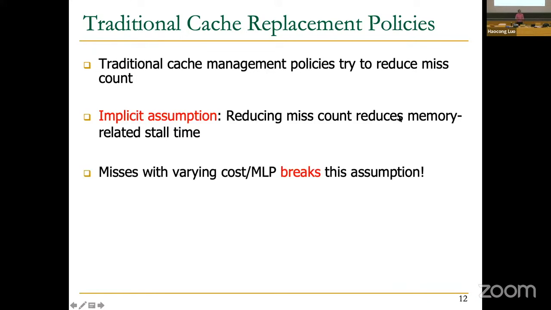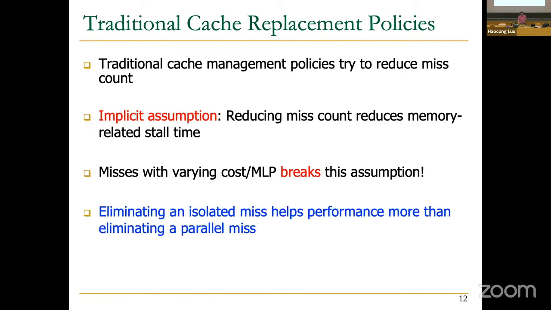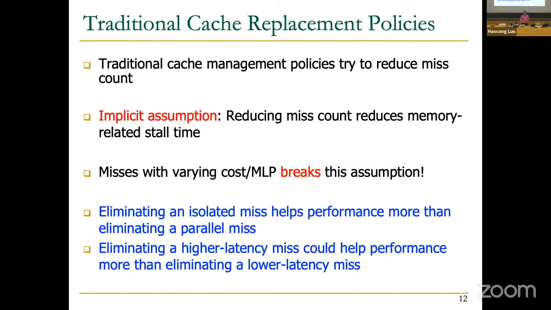Basically, any misses that have varying cost or memory level parallelism break this assumption, as we discussed, right? And as we just discussed, eliminating an isolated miss helps performance more than eliminating a parallel miss. And eliminating a higher latency miss could help performance more than eliminating a lower latency miss. I said could over here because latency is not necessarily directly exposed to the processor, right? It also depends on how much you have tolerated that latency.